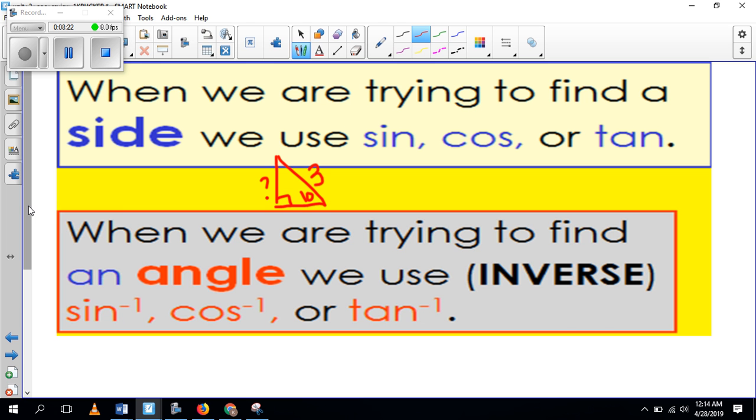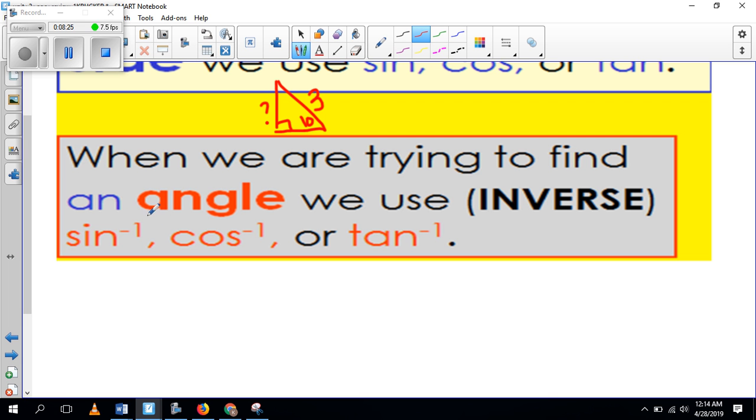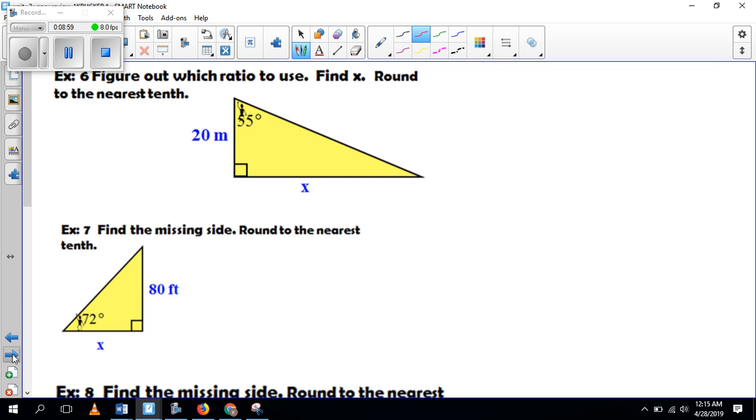Okay, down here at the bottom, it says when we are trying to find an angle. So these are key. When we're trying to find an angle, we use the inverse. The inverse is sine of -1, cosine of -1, or tan of -1. And remember, to get that to come up, you press the second key, and then whatever trig function. If it's sine, it should come up sine -1. Or if you're using cosine, you press second cosine. Or if you're using tan, second tan. Okay? So our first ones that we're going to go over have to deal with finding a side.